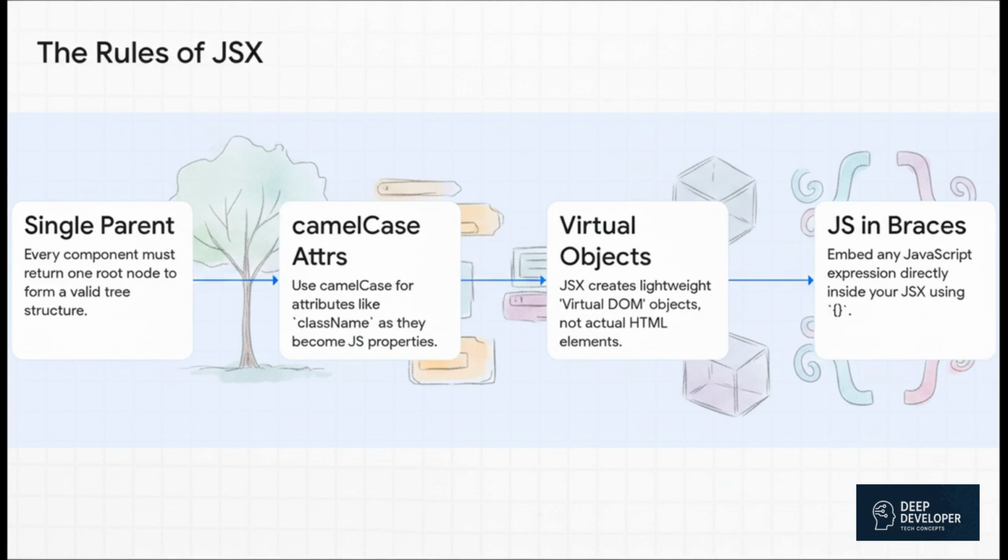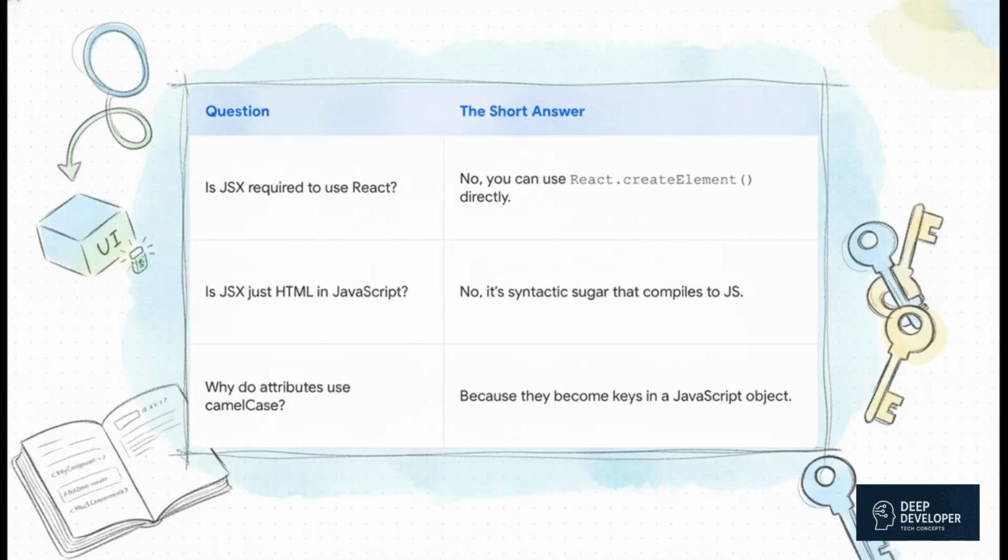Second, you'll notice attributes are in camelCase, like className instead of class. Why? Well, because these become keys on a JavaScript object, and class is a reserved word in JavaScript. Third, and this is a big one, JSX doesn't create HTML. It creates lightweight JavaScript objects that describe what the HTML should look like. And finally, the coolest part, you can pop any JavaScript expression right into your markup just by wrapping it in curly braces.